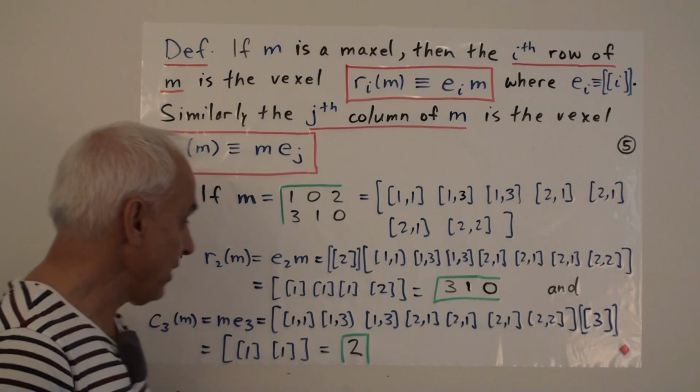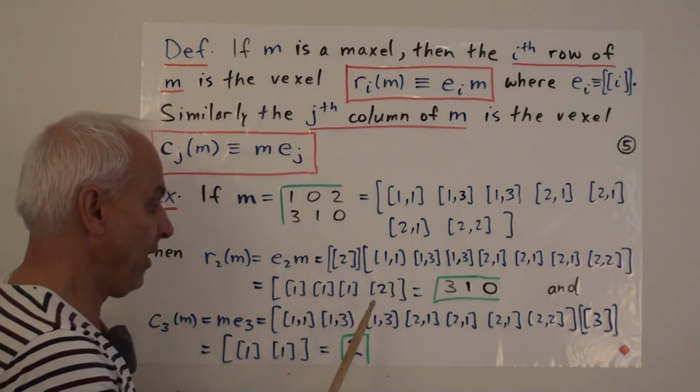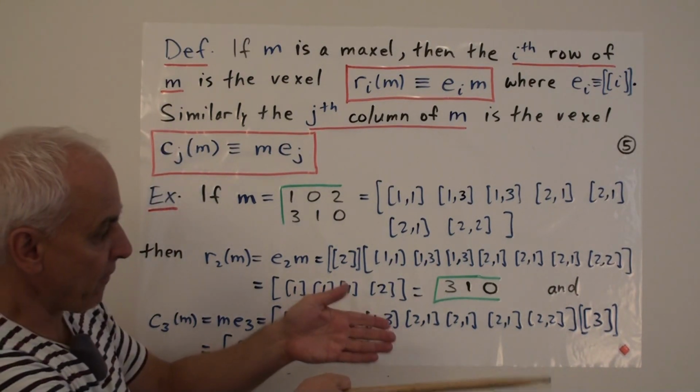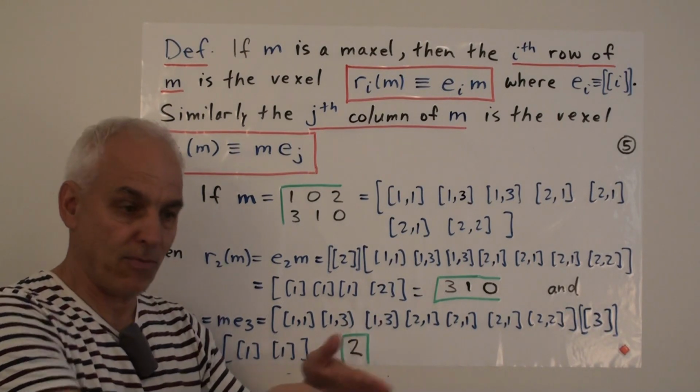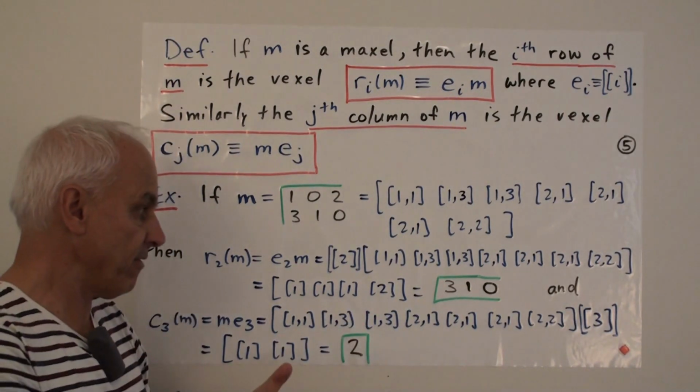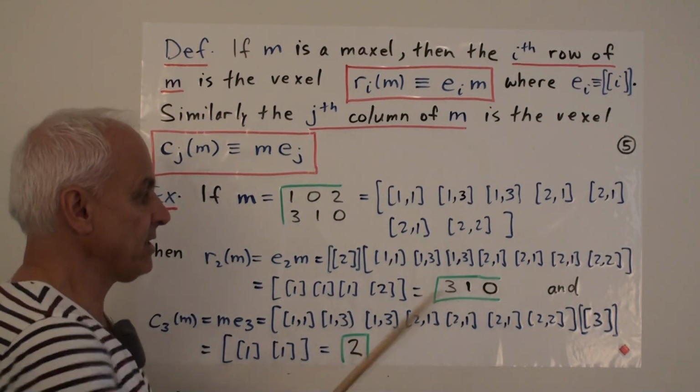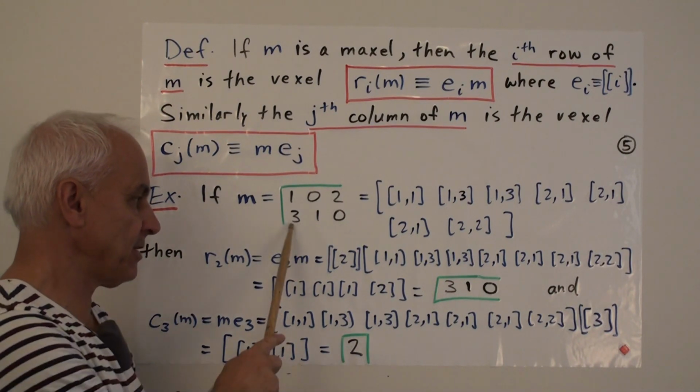And what vexel is it? Well, there's 3 1s, and there's 1, 2. So in our Fries notation, if we write it as a row vexel, it's 3, 1, 0, which is 3, 1, 0.